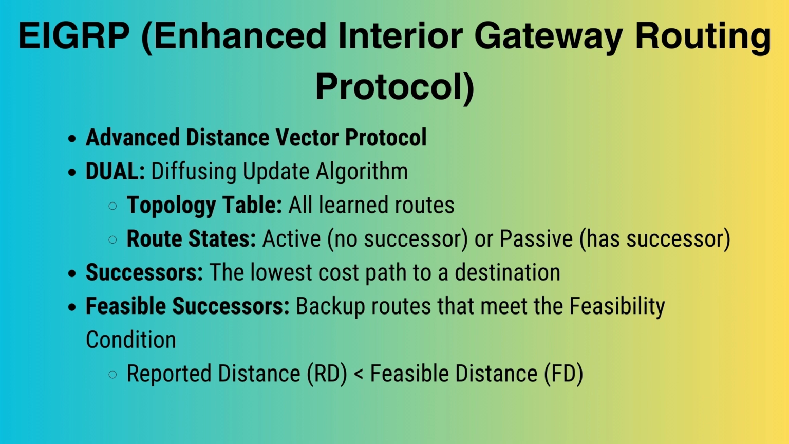The protocol distinguishes between successors, the primary route with the lowest cost to a destination, and feasible successors, backup routes that meet the feasibility condition where the reported distance, RD, is less than the feasible distance, FD. EIGRP uses composite metrics based on bandwidth, delay, load, and reliability to select optimal routes, providing flexibility and efficiency in routing decisions. Understanding EIGRP, including its DUAL mechanism, topology table, route states, successors, and feasible successors, is crucial for ensuring efficient and reliable network routing.